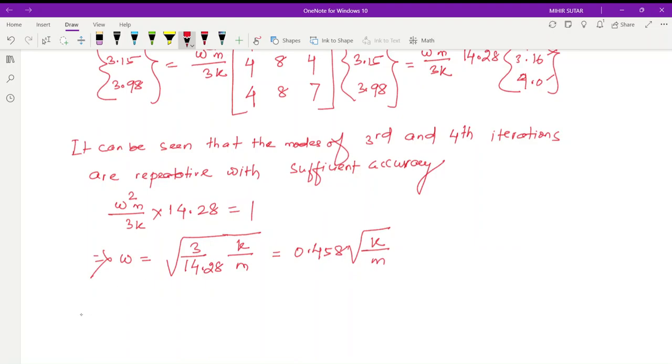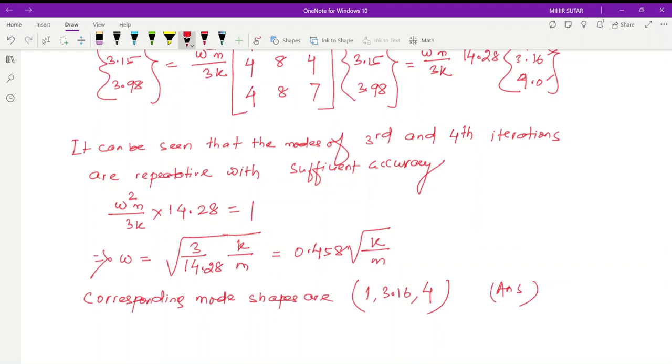Okay. And the corresponding mode shapes are 1, 3.16 and 4. So, this is the matrix iteration method way to solve a multi-degree of freedom system to find out the fundamental natural frequency and the corresponding mode shapes. So, in the subsequent classes we will continue with the orthogonality principle. Thank you.